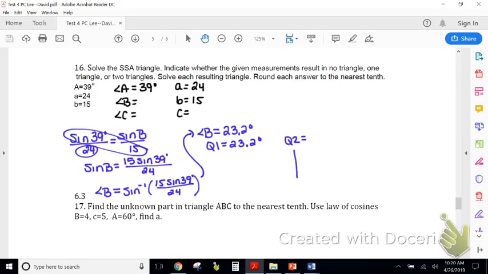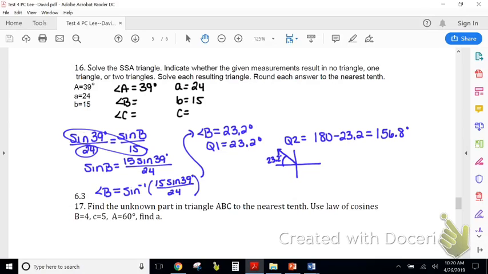Well, to find your quadrant 2 angle, remember quadrant 1 is the same as your reference angle, so that means this is 23.2 right here. So my quadrant 2 angle is going to equal 180 minus the 23.2, which is what number? Good. Now, that is a quadrant 2 angle.